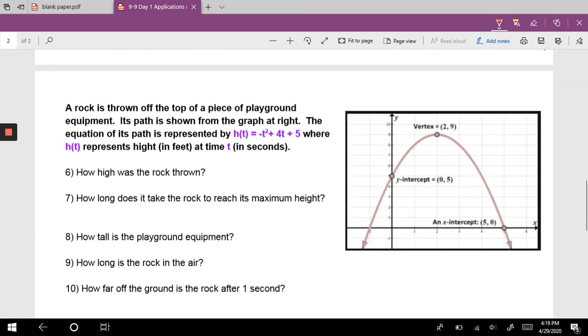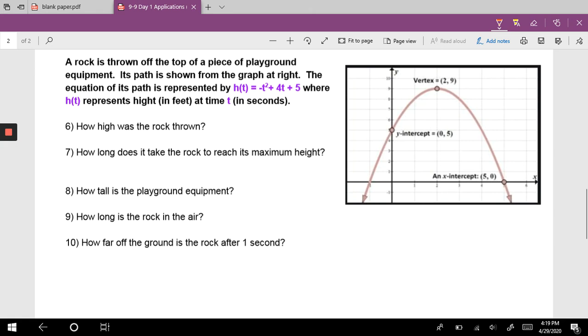Okay, we're gonna try one more. All right, so this one, we have a rock is thrown off the top of a piece of playground equipment. Its path is shown from the graph at right. The equation of its path is represented by h of t equals negative t squared plus 4t plus 5, where h of t represents height in feet and t is time in seconds. So again, we're going to make sure we notate our units.